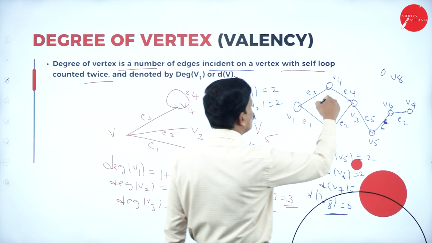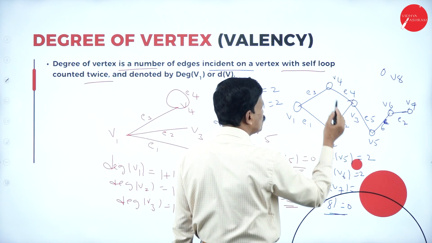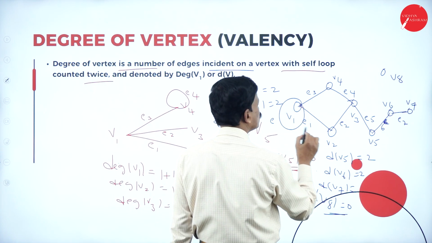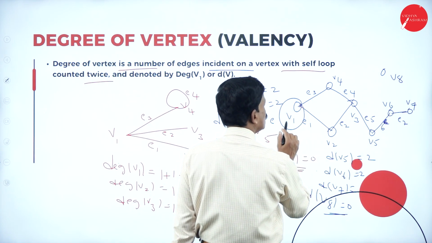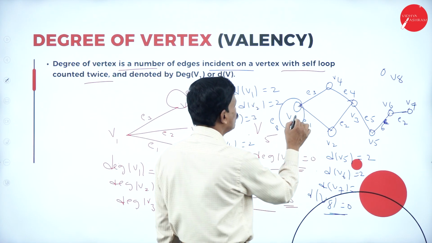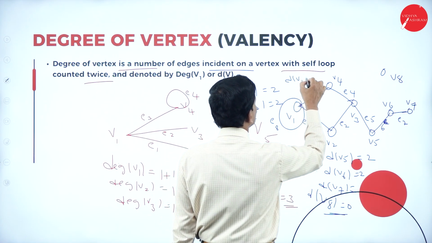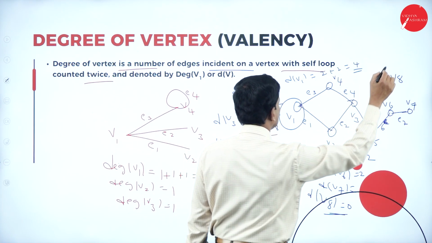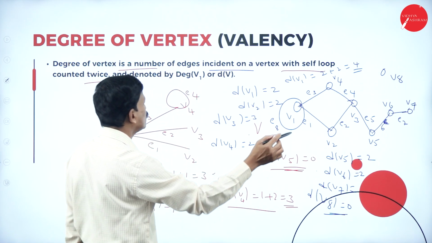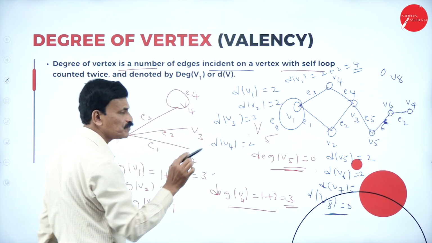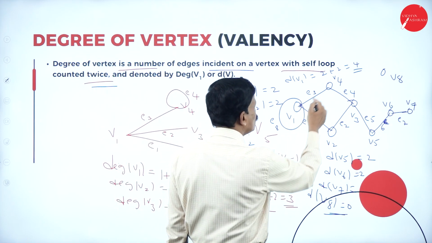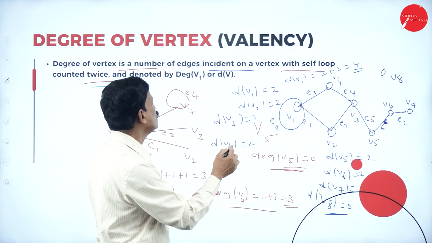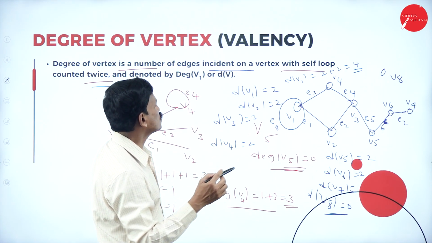Suppose I put a self loop here, anywhere, like this, and let us call it E8. Then the degree of V1 is equal to 1 plus 2, 2 plus 2, that's equal to 4 we will get. According to the definition, a self loop is counted twice. So, this vertex V1 has 2 degree plus this self loop has 2 degree. Therefore, the degree of V1 including the self loop is 2 plus 2 equal to 4.